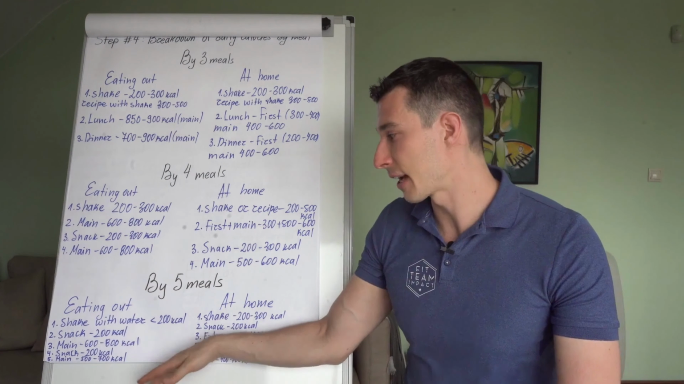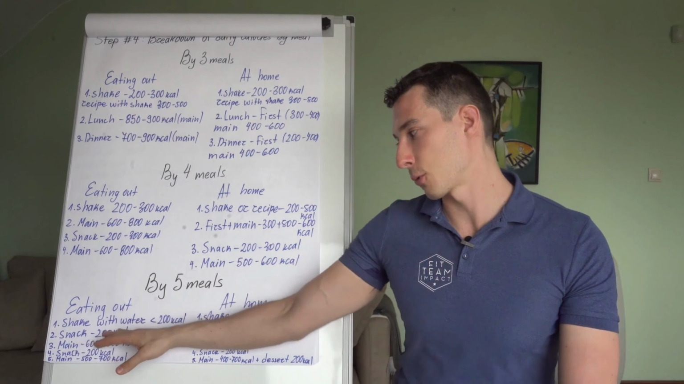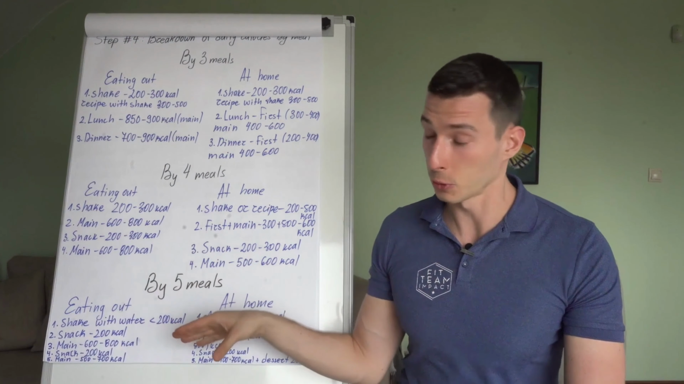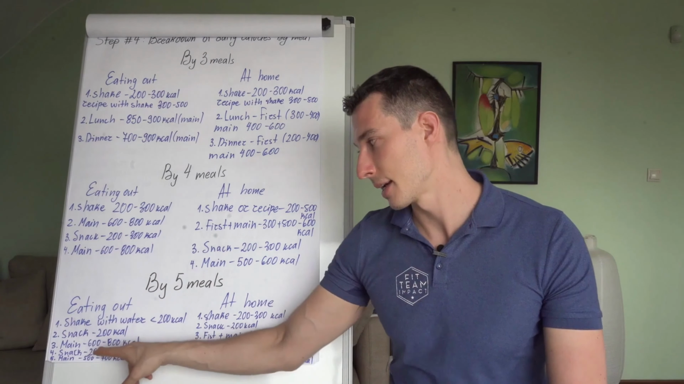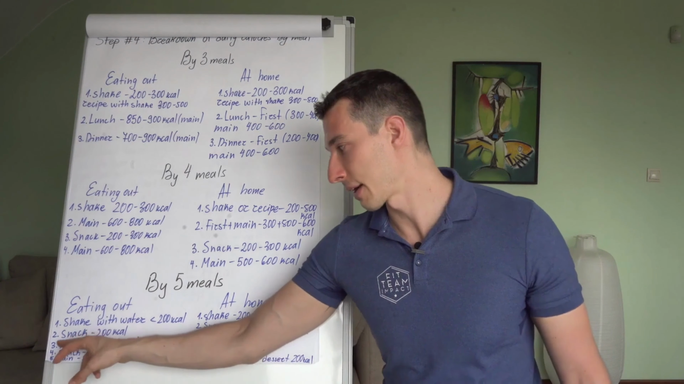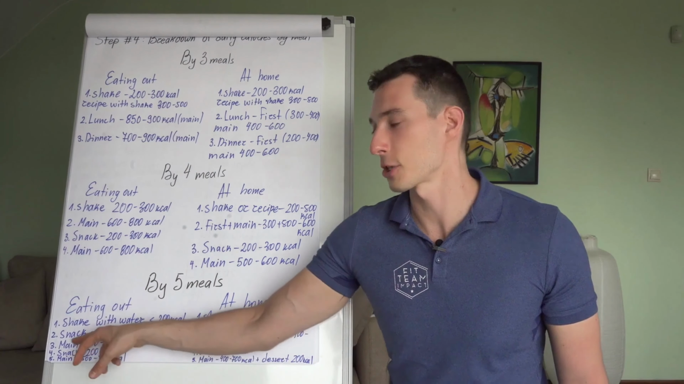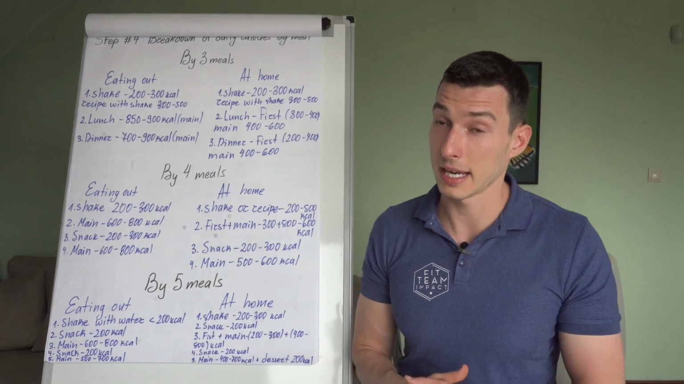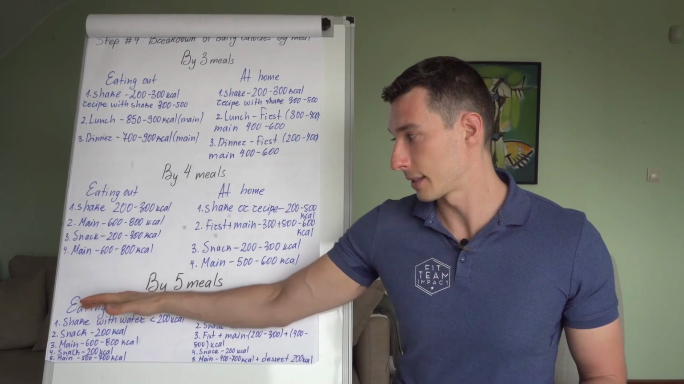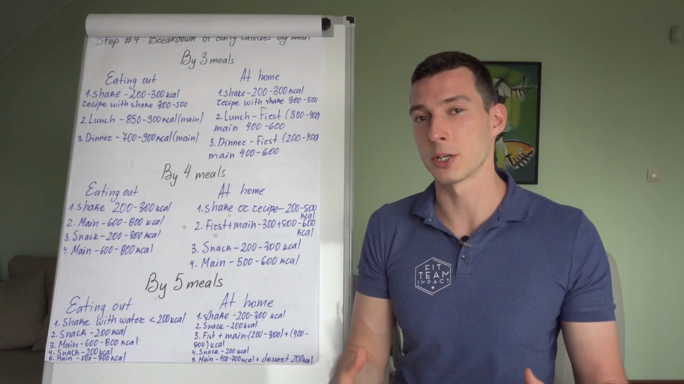If I go for 5 and I'm eating out, I'll make the shake with water, an absolute must, so it's under 200 calories. I'll have a little snack, 200 calories. Then for main, it would be 600 to 800 calories. Then I'll have another snack of 200 calories, and I'll have a lighter dinner, and I would maybe cut the carbs out or the fats. In this way, I stay within my calorie range limit.